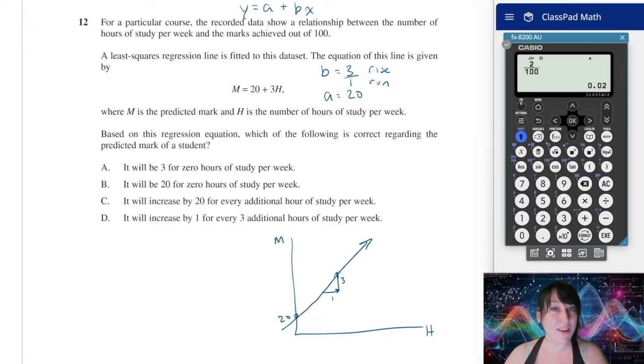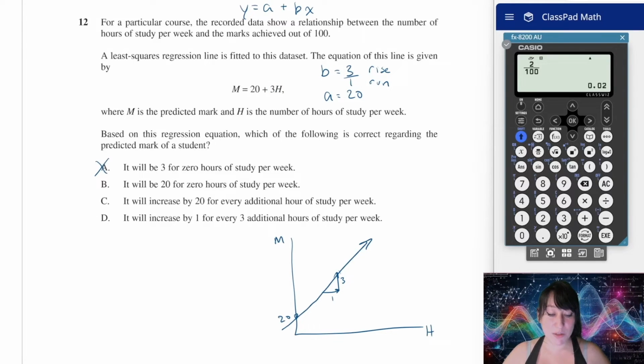So let's look at the options and see which is the correct one. So option A says it will be 3 for 0 hours of study per week. We can check that is not true if we make h 0. Even on the calculator, you can check that you would not get 3, you would get 20.